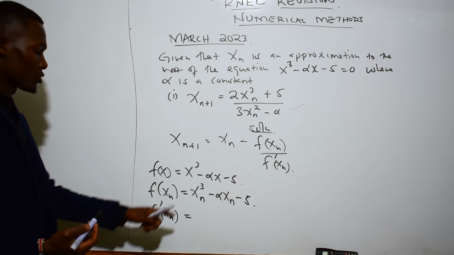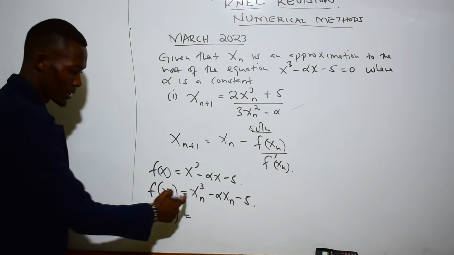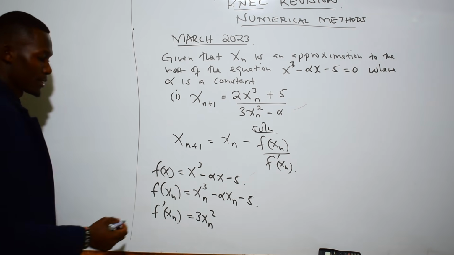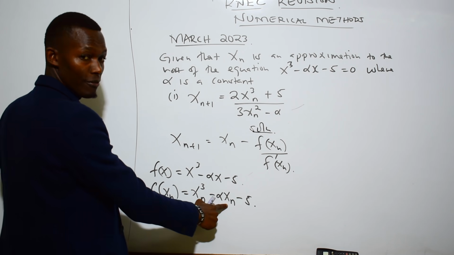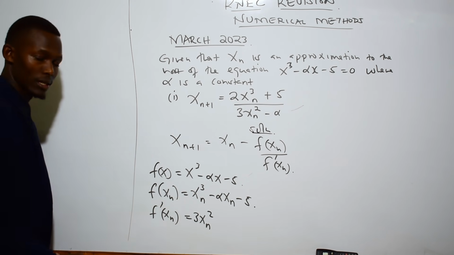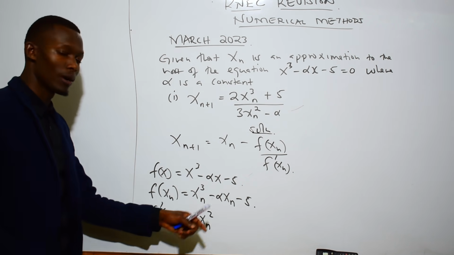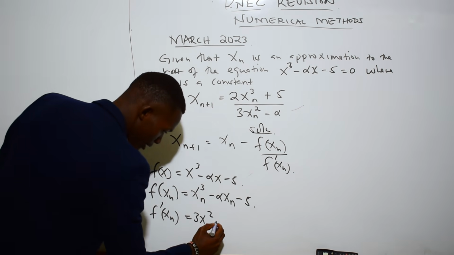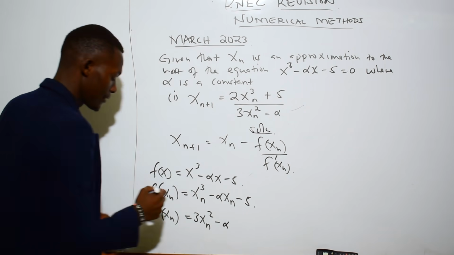How do you do differentiation? Drop the power, reduce the power by 1, so you drop 3, then xn is going to be squared. Then here we have one value of x, with a constant term alpha; this is x to the power 1, so you drop 1, and just remain with alpha. So therefore, you have alpha in our case here.